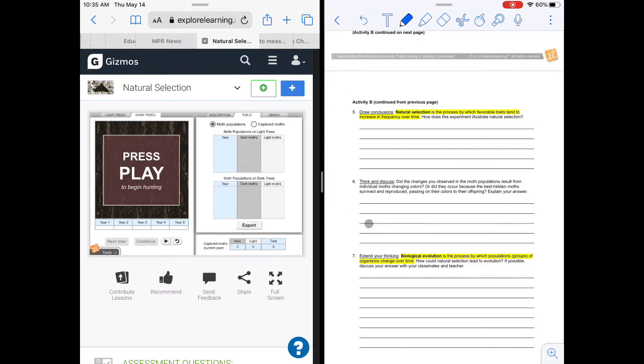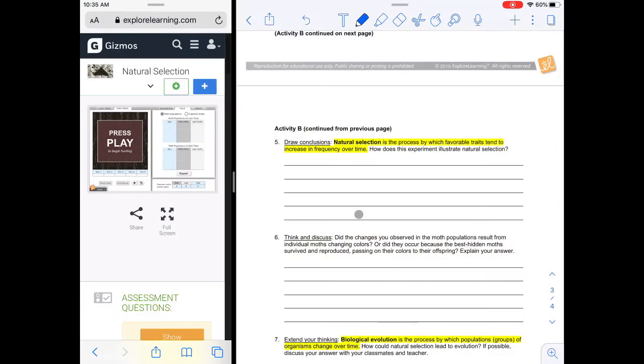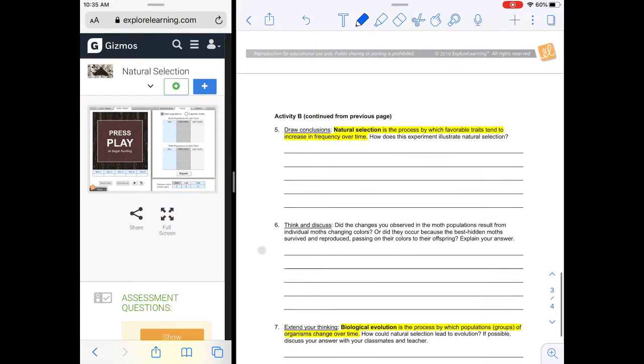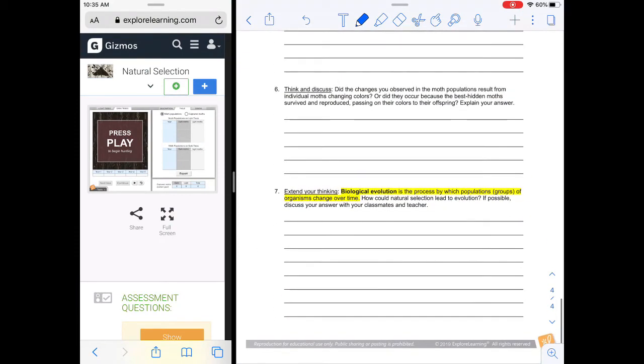Question number 6 says, did the changes you observed in the moth population result from individual moths changing colors? So did the moths actually change colors? Did one moth go outside and get a tan and make its color darker? Did it actually change colors itself? Or did the changes in our population occur because the best hidden moths survived and reproduced, passing on their colors to their offspring?